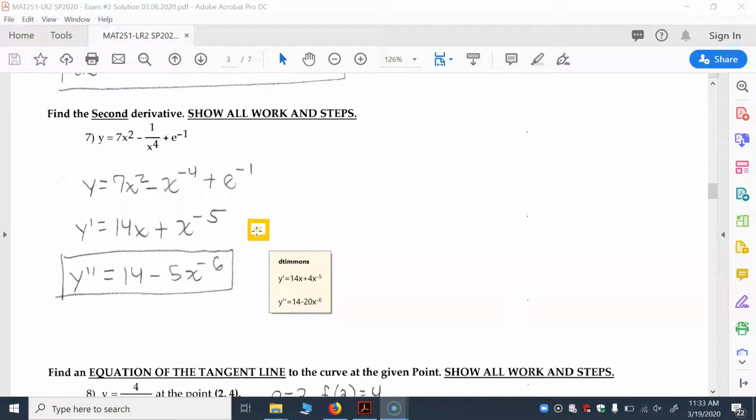Remember, the idea here is to write 1 over x to the fourth as x to the minus fourth. That pre-manipulation allows you to avoid the quotient rule entirely. It makes the problem much simpler.